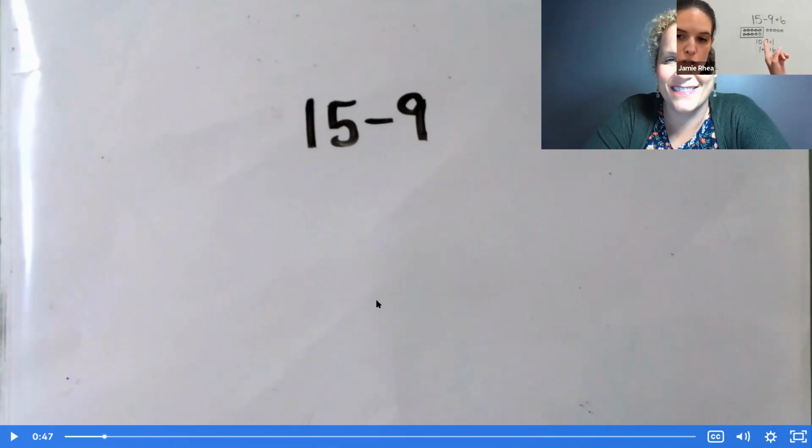So I chose to draw my 15 out, and I put 10 here and 5 here because I know that 15 is 10 and 5. Then I decided I was going to mark out my 9 from my 10, which left me with 1. So 10 minus 9 equals 1. Then I took the 1 I had left in the box and the 5 that were outside my box, and I added them together. 1 plus 5 equals 6. So then I knew that if I had 15 and I took 9 away, I was left with 6.